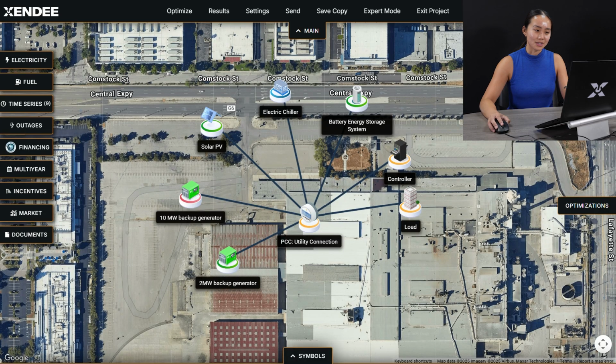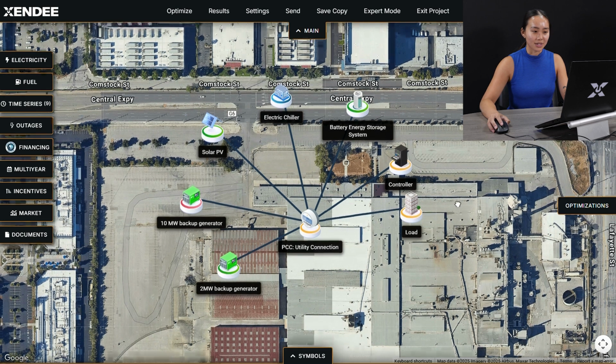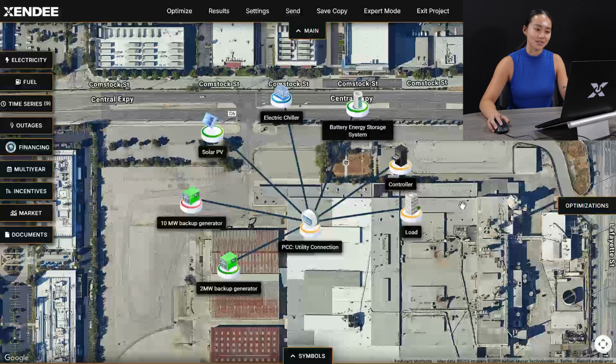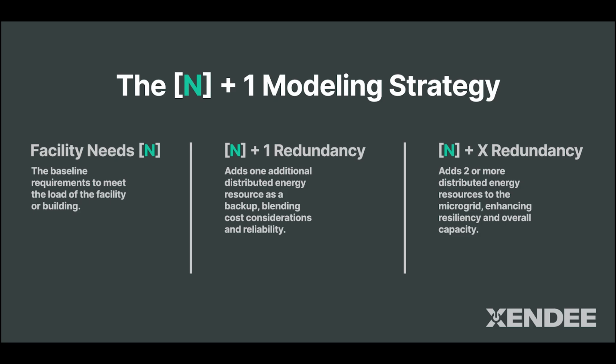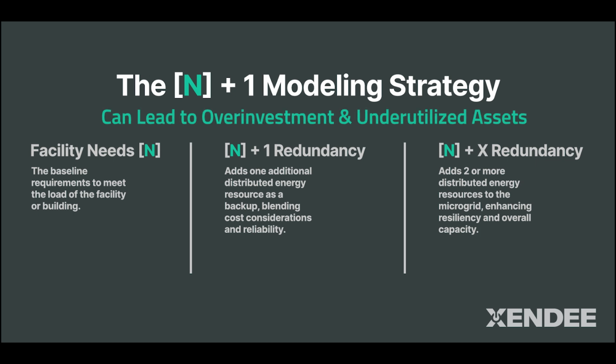Here we have our data center with some solar PV and battery storage that will be installed on site. Let's pretend we have one singular 10 megawatt backup generator that's only meant to be used during outages. In the standard N plus 1 redundancy planning, a backup generator of the same type and capacity would be added regardless of how the mix of technologies is being operated. In our example, N equals 1, so we would end up with two 10 megawatt generators. However, this approach can lead to overinvestment and underutilized assets.